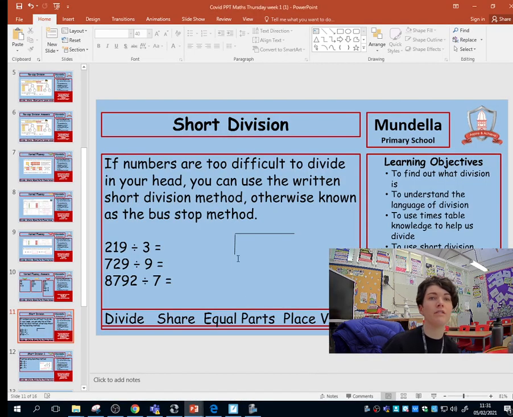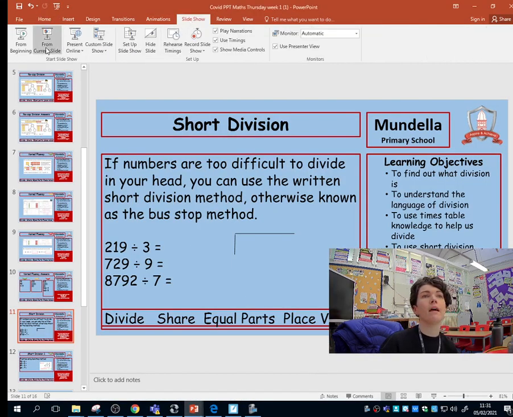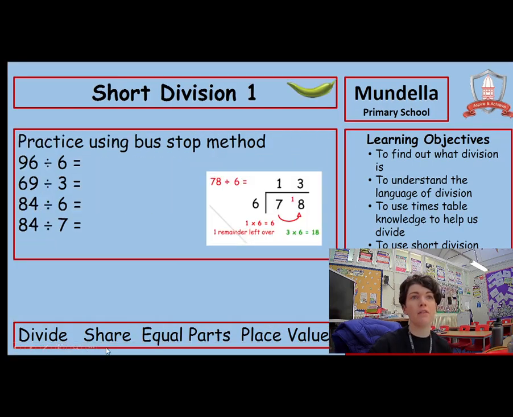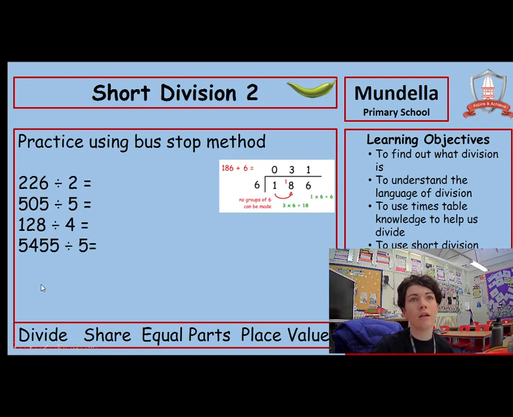Okay, so I'll just come out of that. And we are back to that. So that is how you use the bus stop method. Now I'd like you to practice using that bus stop method doing these calculations. If you'd like to rewind the video and see how I worked those out again, please do so. Otherwise, you've got a screenshot here of an example of how to do it. So that's your green chili pepper challenge.